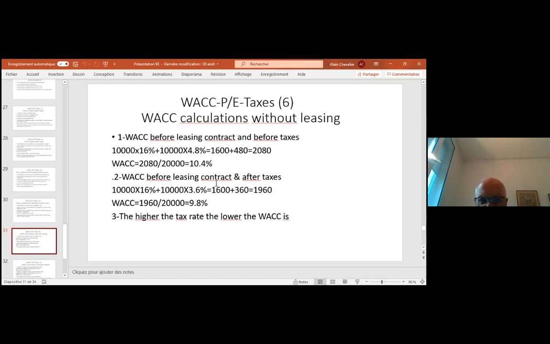Now we introduce another calculation with leasing contracts, before and after taxes. In that case, we still have the same element for the cost of equity. It doesn't change, no impact. But we have here 3.6 instead of 4.8, and we get 9.8%, same kind of calculation. So this means that the higher the tax rate, the lower the WACC is.